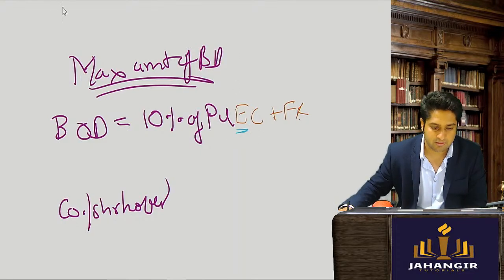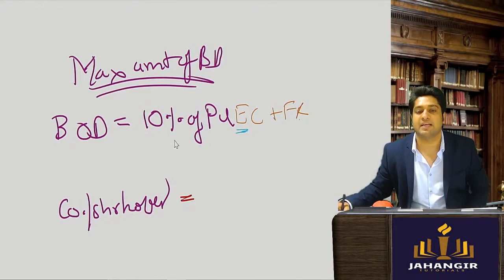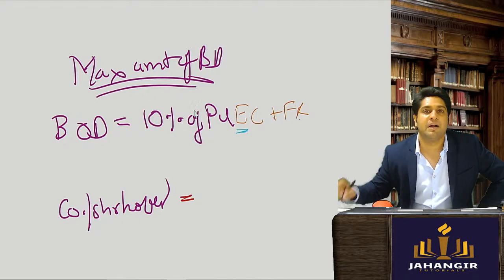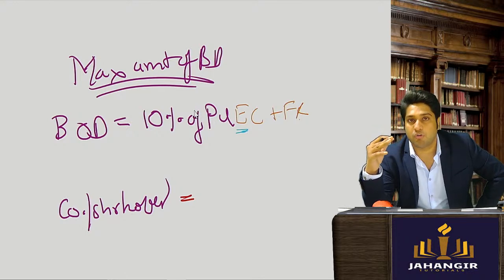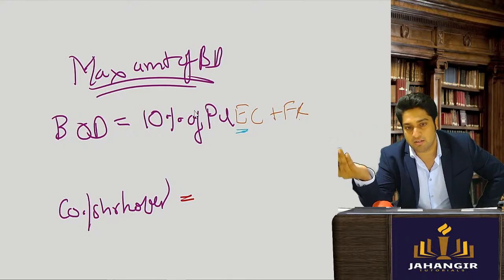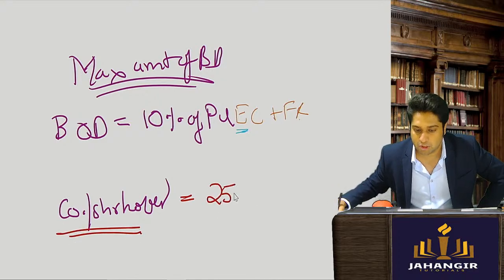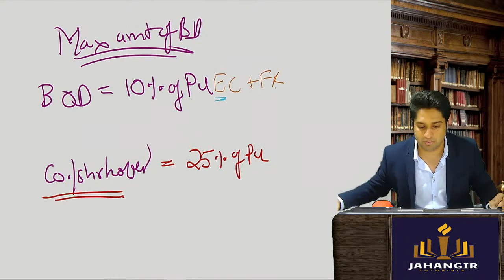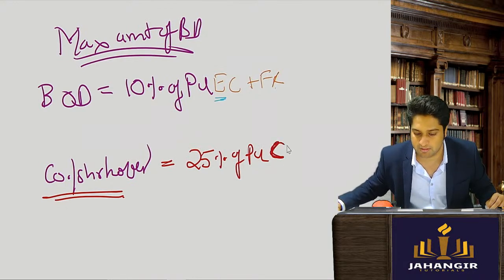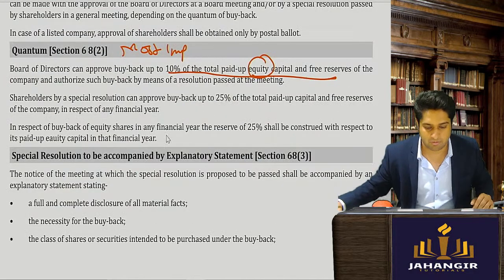So we will have to find out how much is the paid up equity share capital and take 10% of it. How much the shareholders can buy back? If the board of directors want to buy back, they can buy back till this limit. But if at any time the company wants to buy back beyond this limit, then they will have to go to the shareholders, and the shareholders can buy back 25% of paid up, not just equity capital, equity plus preference also. So we'll call it as paid up capital of the company plus free reserves. Clear till here? So this is the maximum amount.